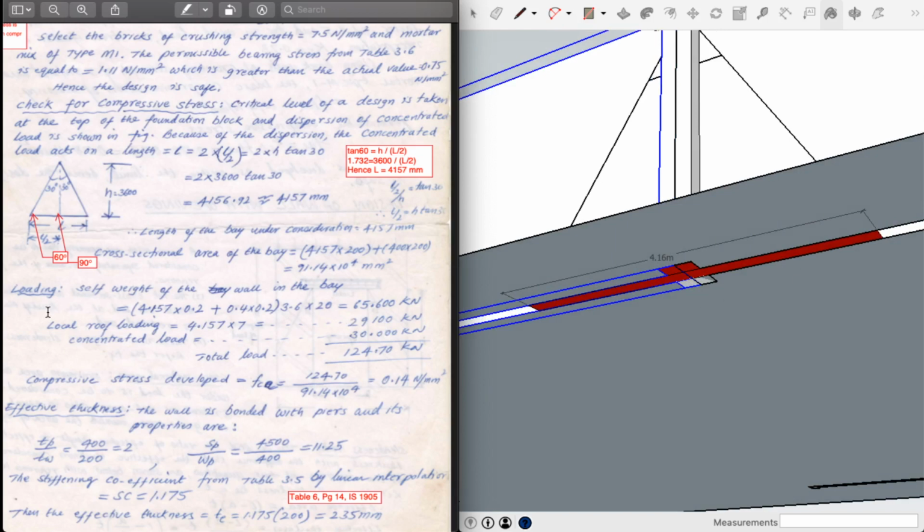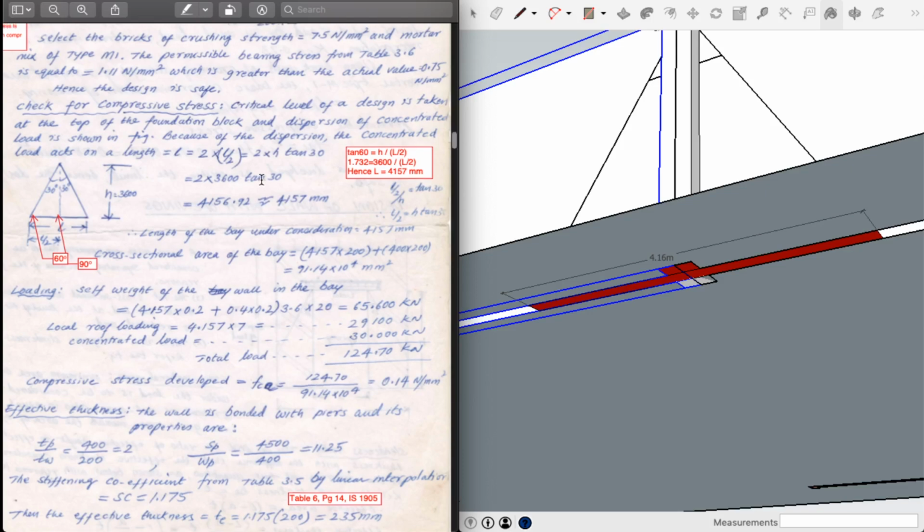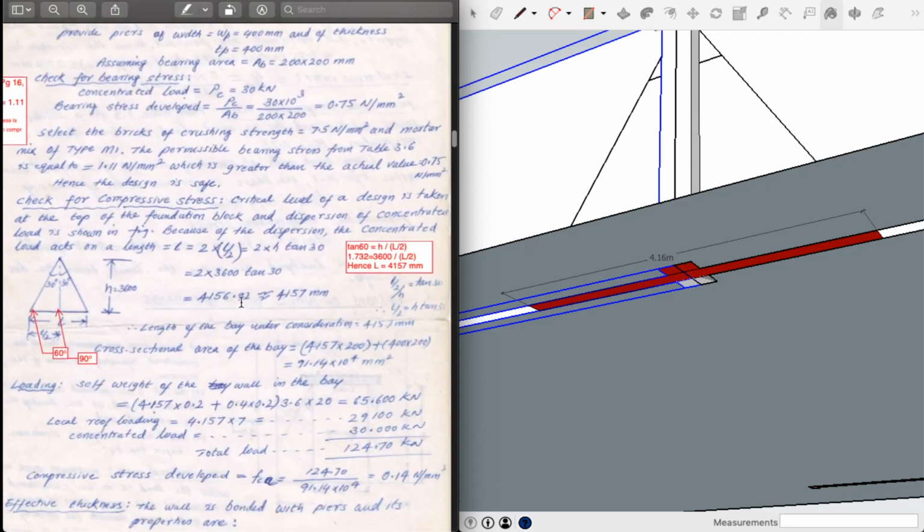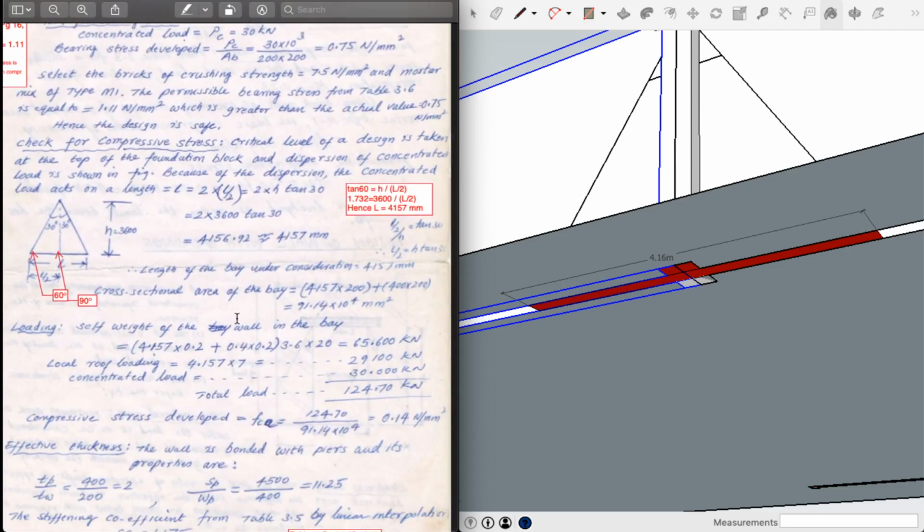Now we need to calculate the local roof loading. Roof loading, we have it as 7 kilonewton per meter, which is a UDL. We have it over a span of 4.15 meters. So we are multiplying 4.15 meter into 7. That will give us 29.1 kilonewtons, which is the uniformly distributed load on this span or this shaded area.